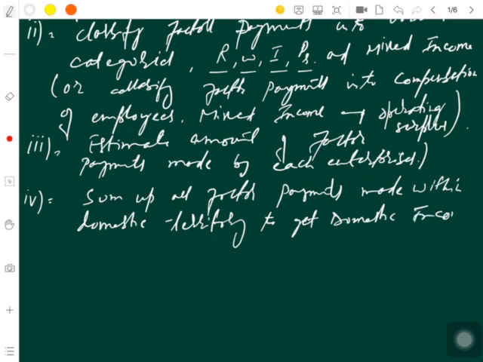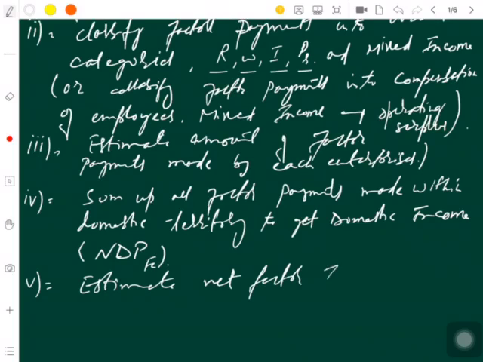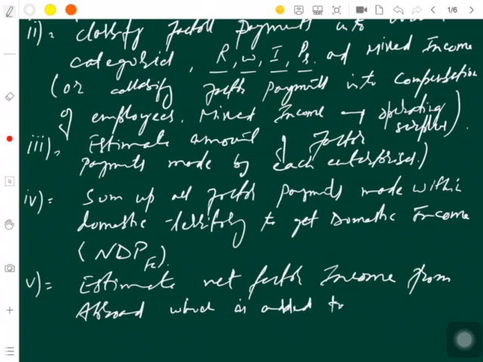So what is domestic income? Technically called NDP at FC. So when we reach NDP at FC, what is now left? Just to estimate net factor income from abroad. So we will calculate now net factor income from abroad, NFIA, which is added to domestic income. I am writing each and every word for you people so that you may make your notes also.